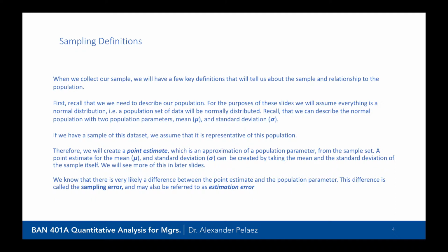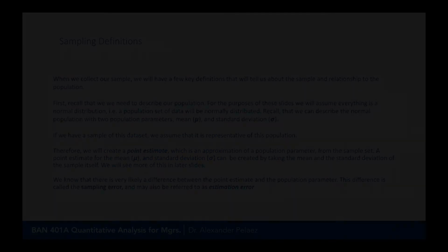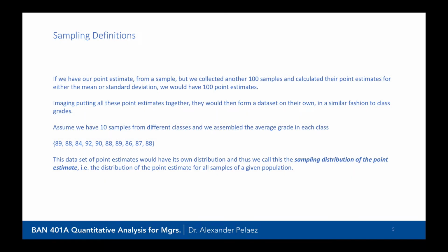Now, we know that there is very likely going to be a difference between the point estimate and the population parameter of that same estimate. This difference is called a sampling error and is also referred to as an estimation error. Now, let's take an example.